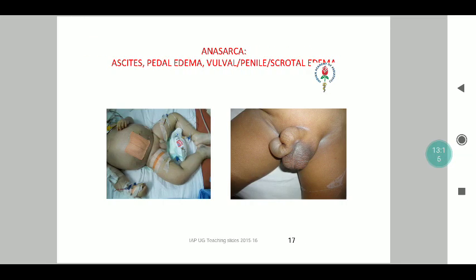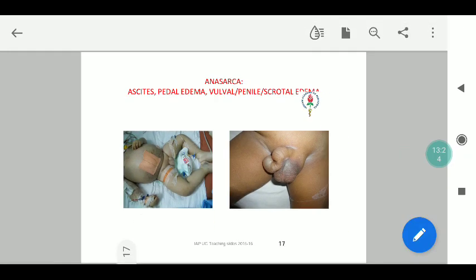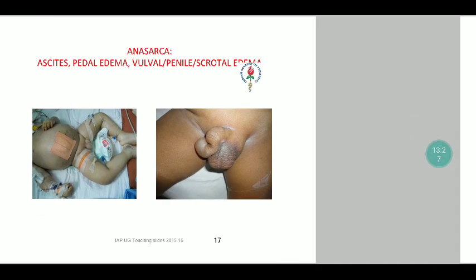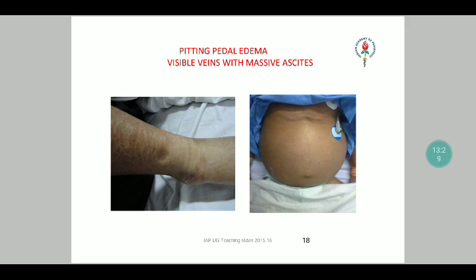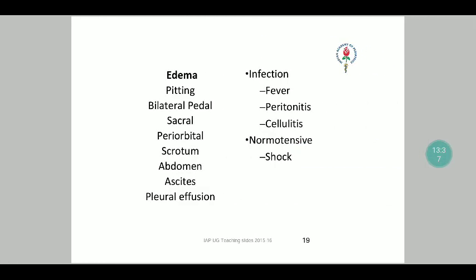And keeping that in mind, the features of anasarca include ascites, pedal edema, vulval edema, penile edema or scrotal edema depending on the child. So all of these are features to look for. And pitting pedal edema is a typical and characteristic feature which should never be missed. So to describe the nephrotic edema in simple terms, a pitting bilateral pedal edema with periorbital puffiness will generally be seen. You must always examine the scrotum, abdomen, see for ascites and look for pleural effusion.